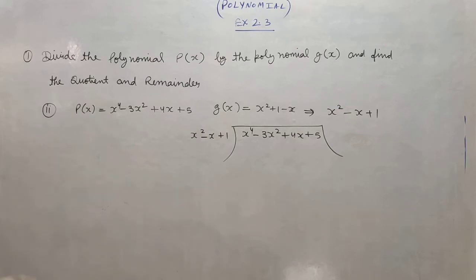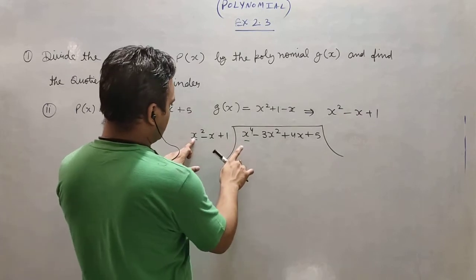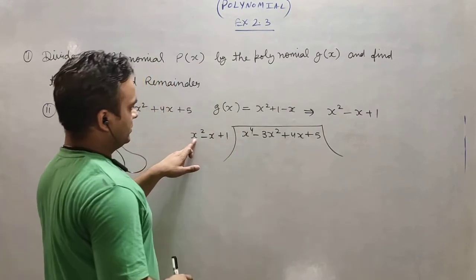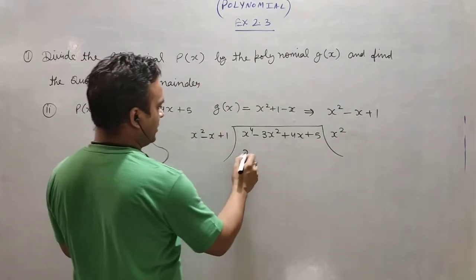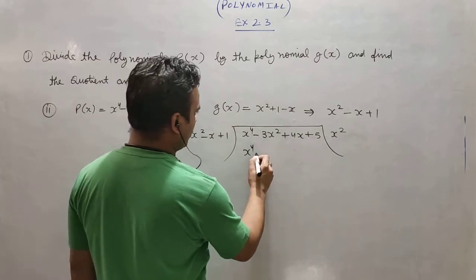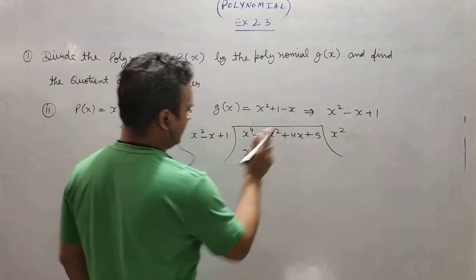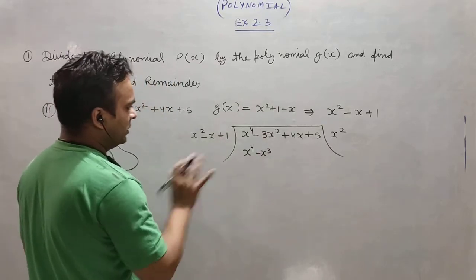So be careful. Now how can you make x raised to the power 4 from this x square? Multiply it by x square so that it becomes x raised to the power 4. Now it will be minus x cube. The x cube term is not here, right? So I am writing it here, but you can see that they are unlike terms, so we can't do anything.